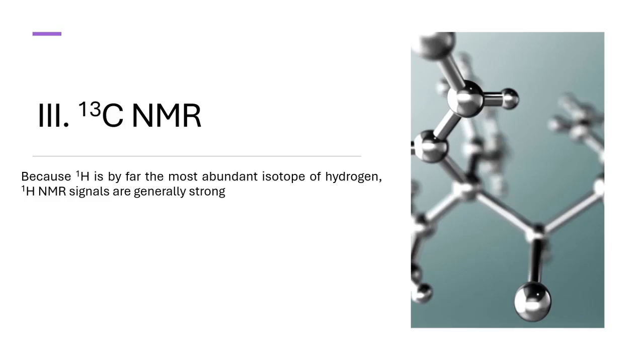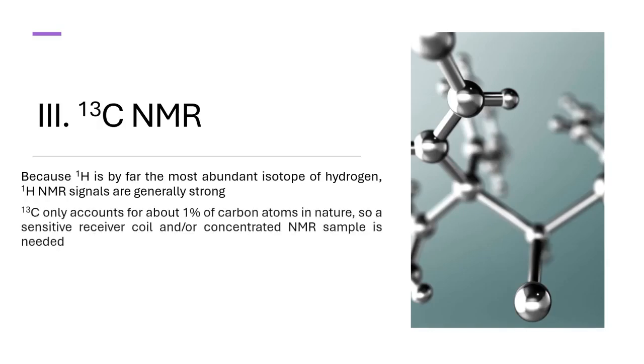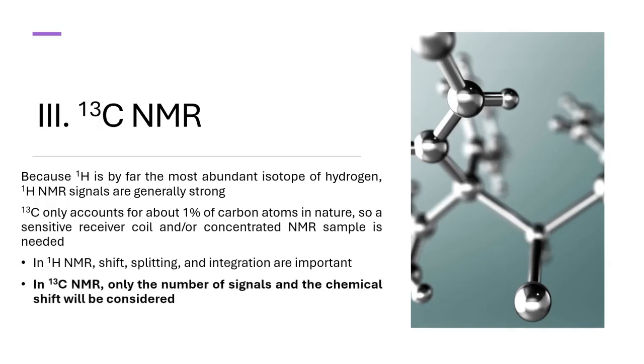3. Carbon-13 NMR. Because 1H is by far the more abundant isotope of hydrogen, 1H NMR signals are oftentimes very strong. But carbon-13 accounts for about 1% of carbon atoms in nature, so a sensitive receiver coil and/or concentrated NMR sample is needed. In 1H NMR, shift, splitting, and integration are really important. But in carbon-13, only the number of signals and the chemical shift will be considered.